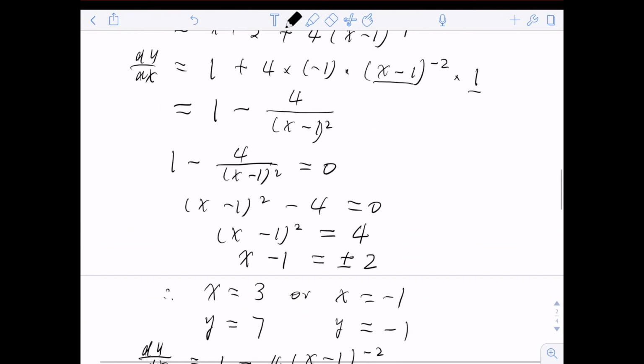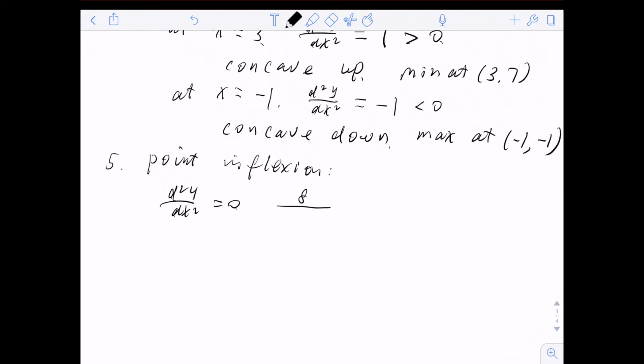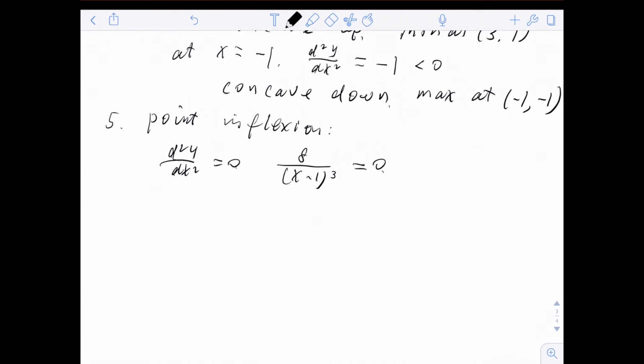Next step, I call it step 5: finding the points of inflection. I let the second derivative equal 0 to find my possible points of inflection. That is 8 over (x minus 1)^3, my second derivative, equal to 0. Remove my denominator by multiplying (x minus 1)^3 on each side, but it gives me a funny equation.